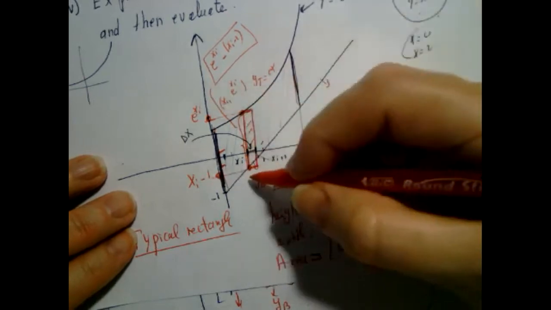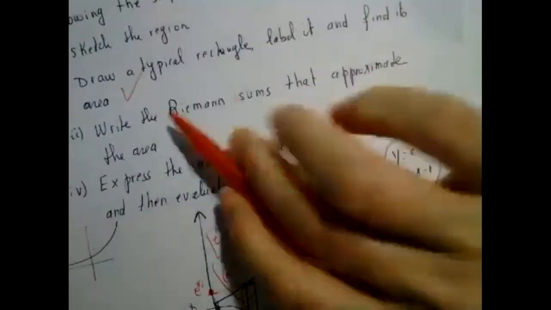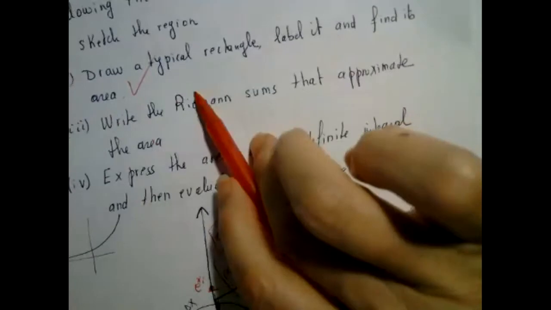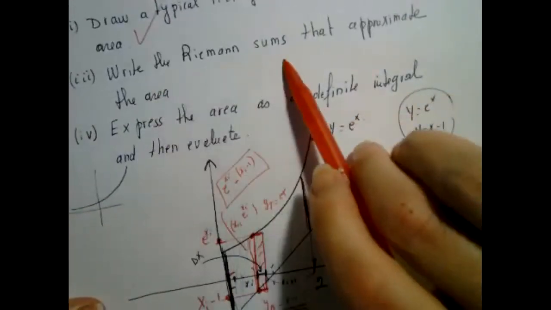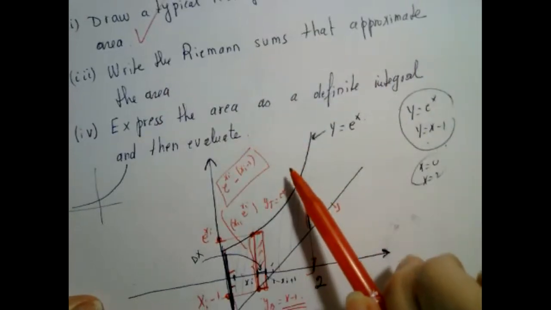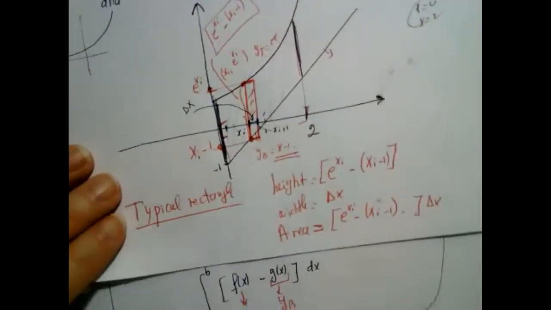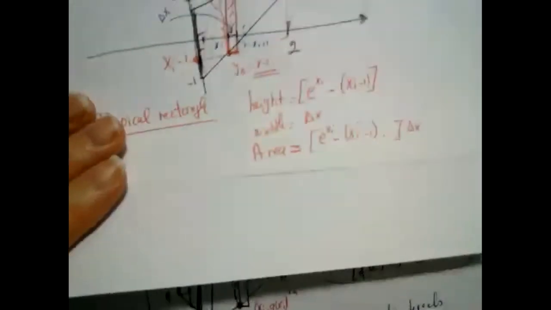So that's the height from the bottom to the curve. So draw a typical rectangle, label it, and find its area. That's what I mean. Now part 2 is write the Riemann sum that approximates the area. What I have in my mind right now is the picture I want to emphasize.